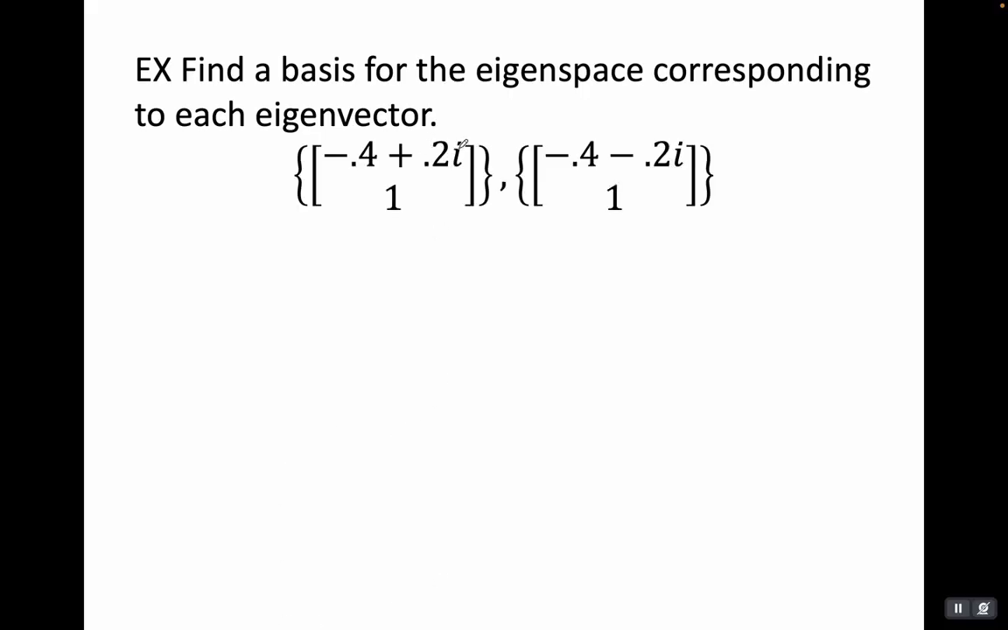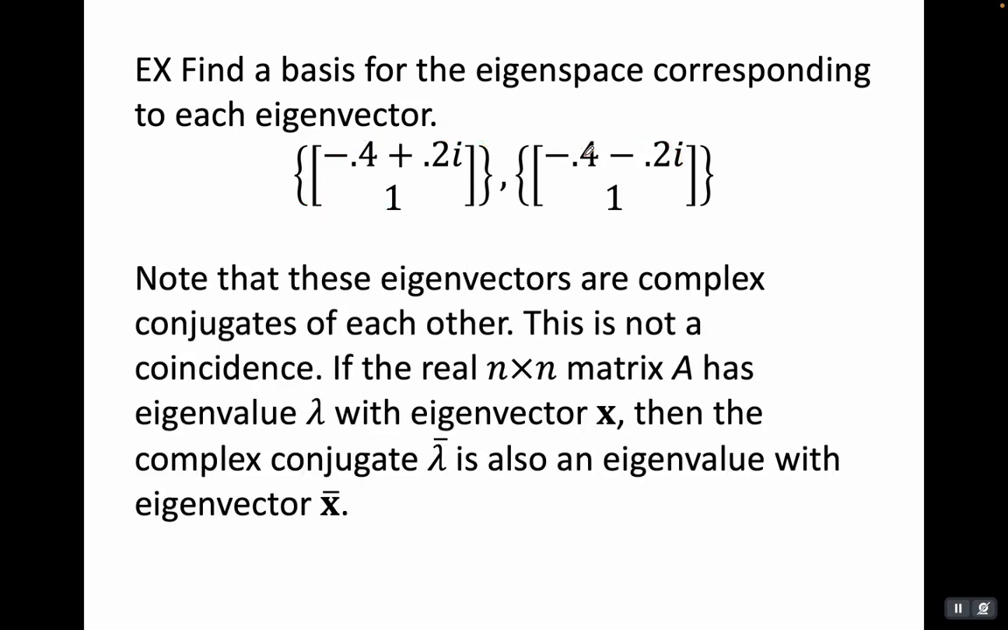Because we saw that lambda equals i had that eigenvector, and lambda equals -i had that as the eigenvector. It's not like we had two linearly independent eigenvectors. We just had one linearly independent eigenvector for each eigenvalue. So that's our basis. It just consists of one vector for each of the eigenvalues. Note that these eigenvectors are complex conjugates of each other. This is a plus. This is a minus. This is not a coincidence.